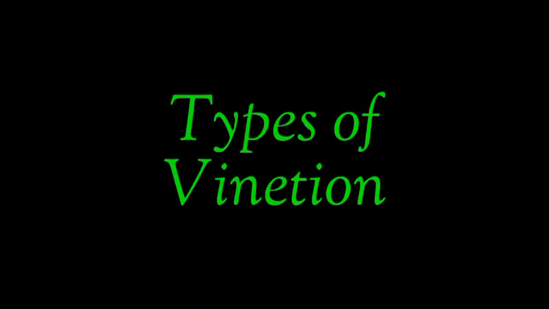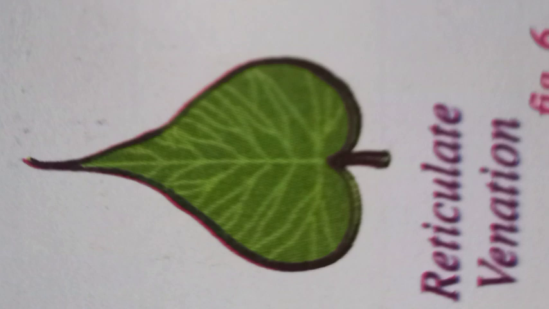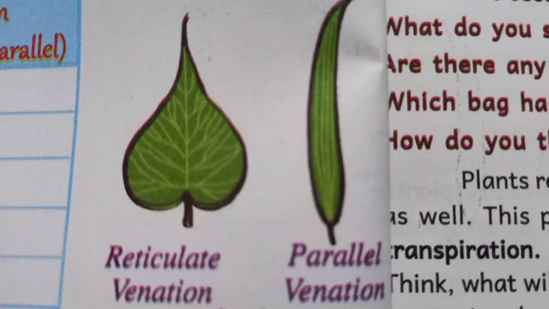Types of venation. Observe the venation of the leaves that you collected. If this design is net-like on both sides of the midrib, the venation is reticulate. If the veins are parallel to one another, the venation is parallel venation. That means we have two types of venation. The first one is reticulate venation, that means it looks like a network. And the second one is parallel venation. So in this, veins are parallel to one another.